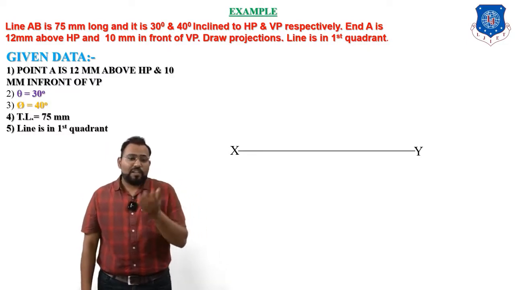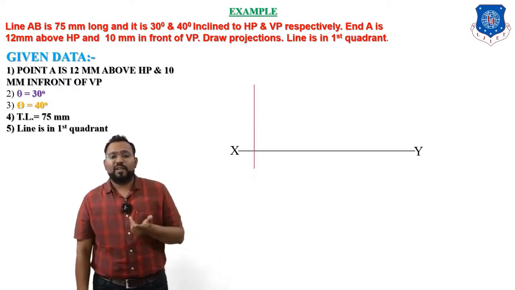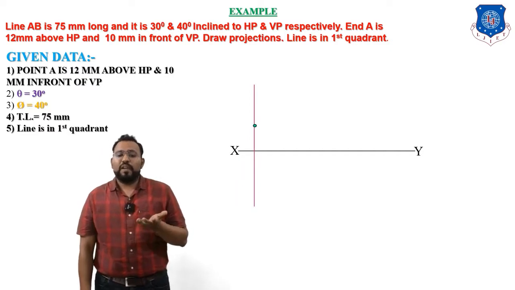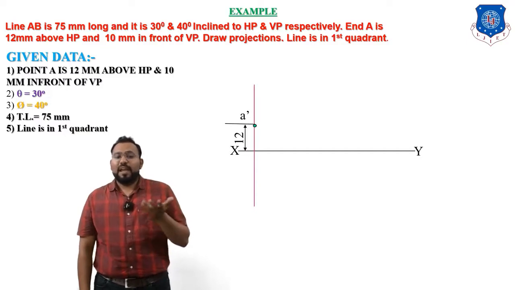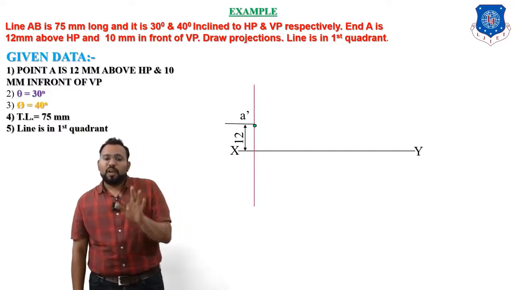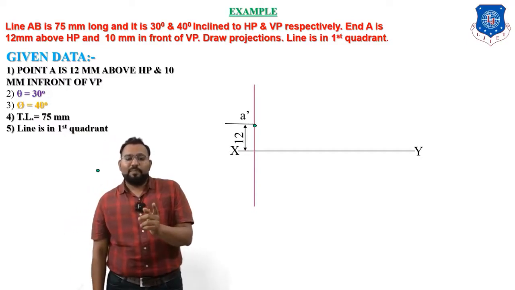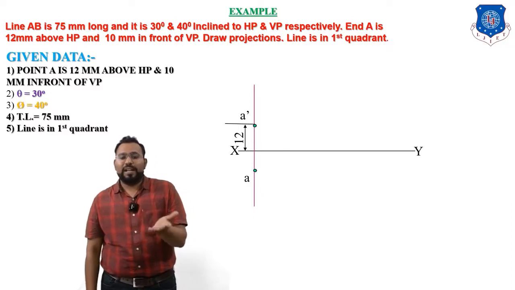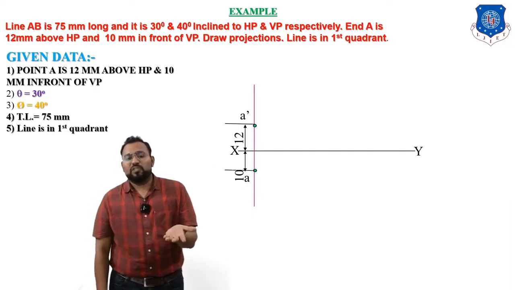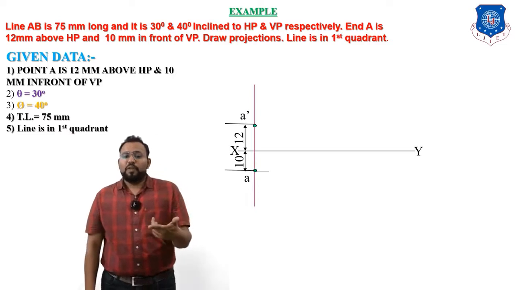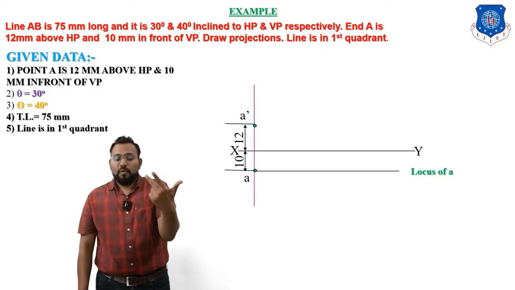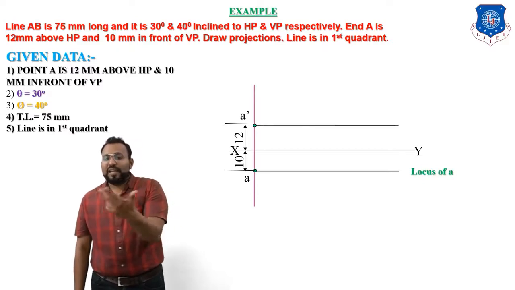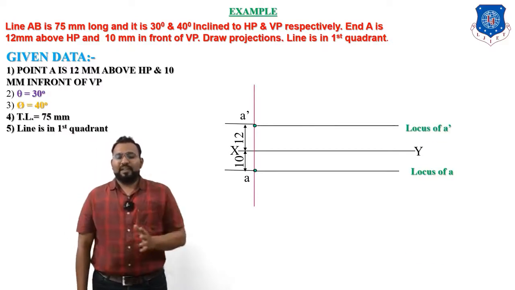So 12 mm above HP, that means the front view is going to come above XY line. So we take a point A dash which is 12 mm above XY line, you can see on your screen, and now we have to draw the top view. The top view is going to come below XY line, which is 10 mm below XY line. From point A we'll draw a horizontal line, and that is called locus of A. From point A dash we draw a horizontal line, and that is called locus of A dash.